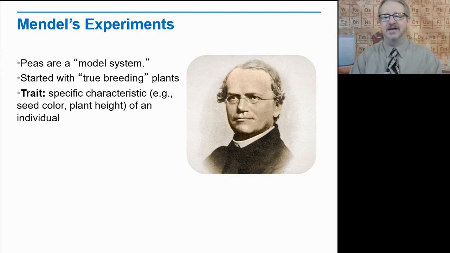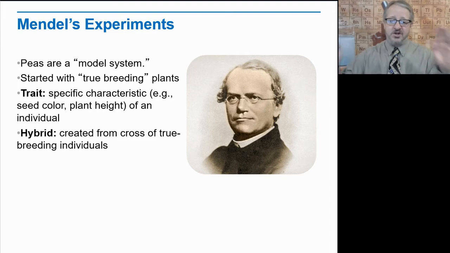Some of those traits included things like the color of the flower on the blossom. Some of them dealt with the color of the pea pods themselves, the shape of the pea pod, if it was wrinkled or smooth, that kind of thing. So these are some of the traits that he was able to study. And when he crossed two pure breeding strains, he created what's called a hybrid. Okay.